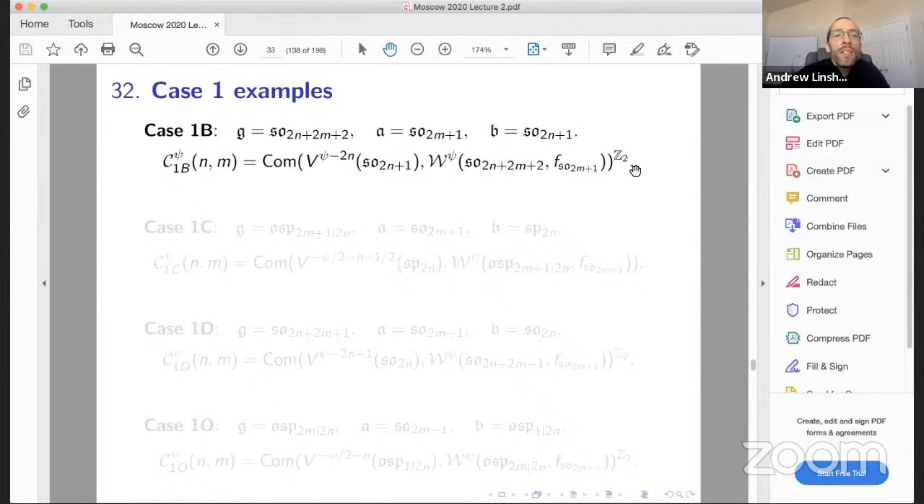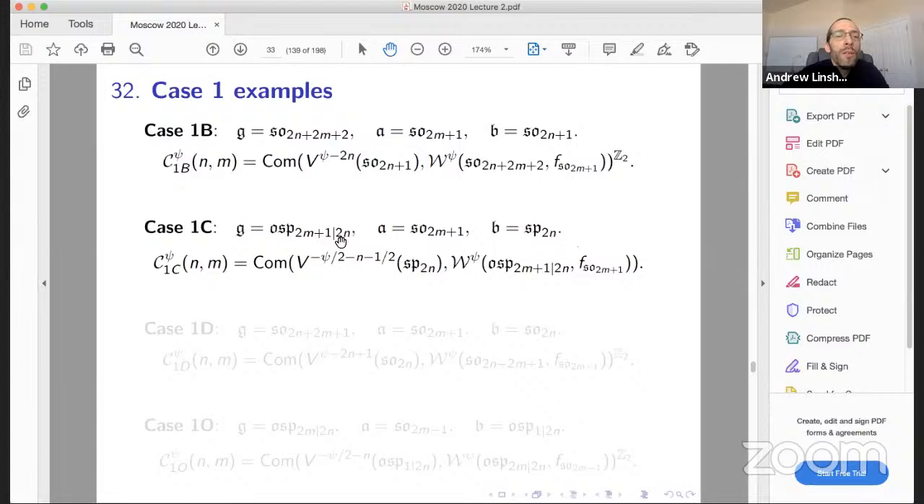So in all these cases, whenever I take an affine coset of either a Lie algebra of type B, D, or OSP, I have to take a Z2 orbifold. There's always an outer action that I have to take the orbifold by. If the affine algebra is type C, then I don't have to do that. Okay, so type 1C is the case where, again, A is type B, B is symplectic, and then my G is some OSP algebra. And so C^xi_{1C} is this affine coset. It's the coset of the symplectic algebra inside this OSP, and I don't have to take an orbifold.